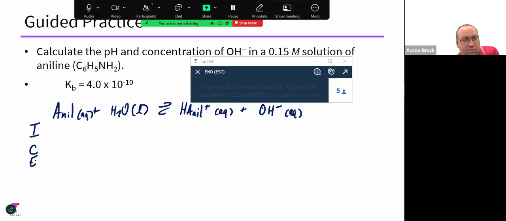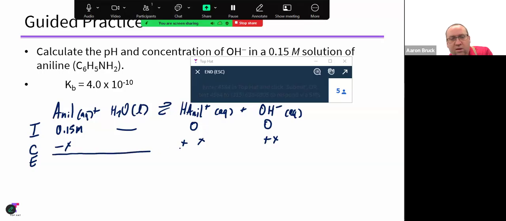We can set up our ice table. We've got a 0.15 molar solution of aniline. We know it's going to lose some amount and that the products are going to gain some amount.